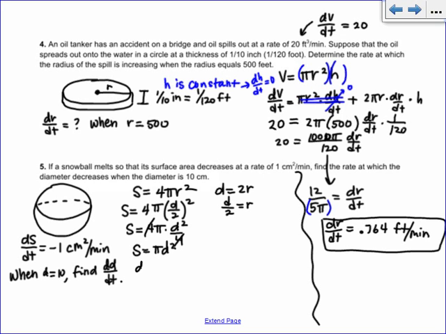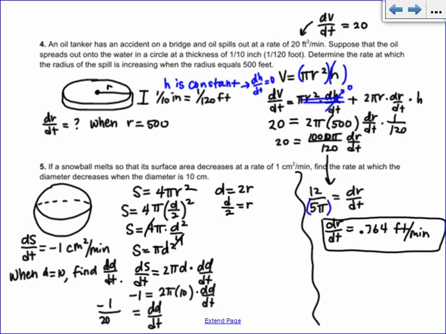So our derivative is going to be ds over dt equals, if we have pi d squared and we take the derivative, 2 pi d times dd over dt. And now we plug things in. ds over dt, we're losing 1 square centimeter per minute. At that instant in time, d is 10. We're finding dd over dt. So dd over dt ends up equaling -1 divided by 20 pi.